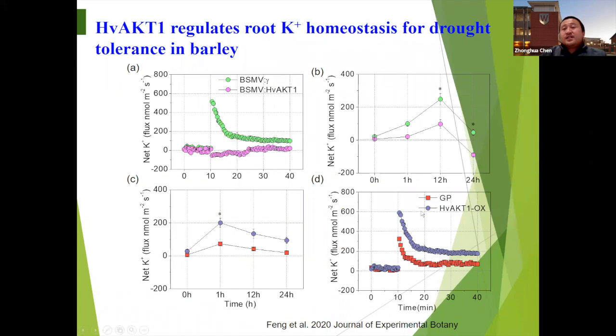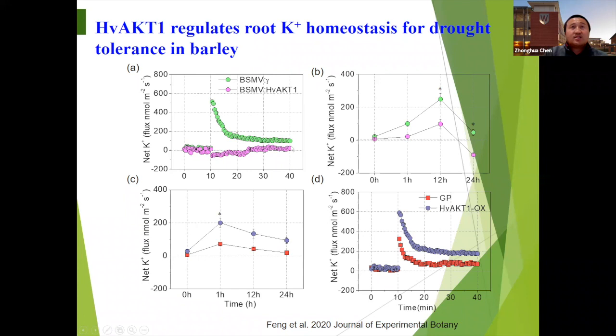And then we did some electrophysiology measurements to look at the ion flux responses. So we use an equipment called microelectrode ion flux measurement, MIFE technology. We tested AKT1 either by silencing the AKT1 or overexpressing AKT1. You can clearly see we use PEG here as mimicking drought.